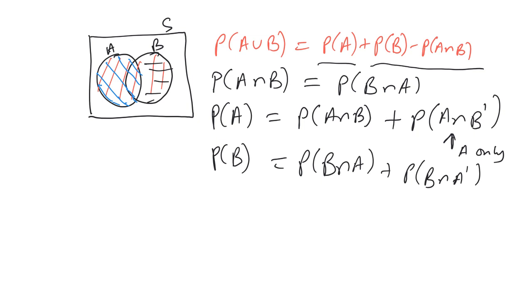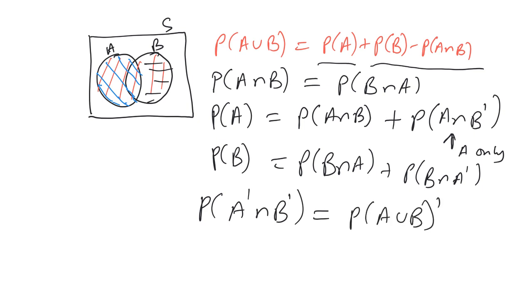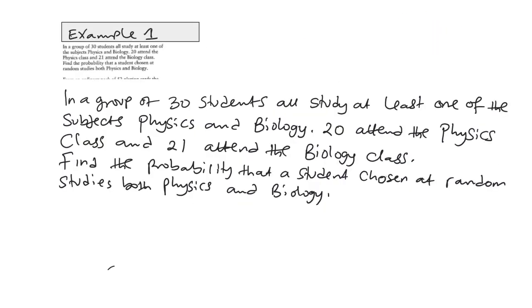Then the other important result that we discussed last time, which we want to make use of today, was the probability of neither A nor B, which is the same thing as the probability of A union B complement. So these results are so important. We want to make use of them, move away from the discussions and see how they are applied. Let's solve a problem about this.